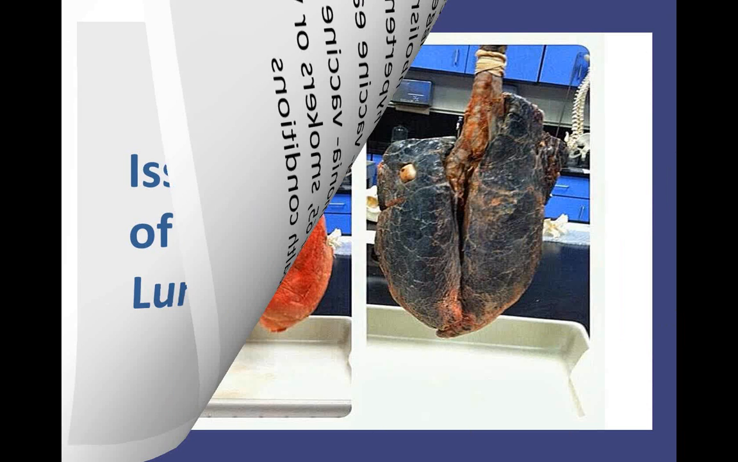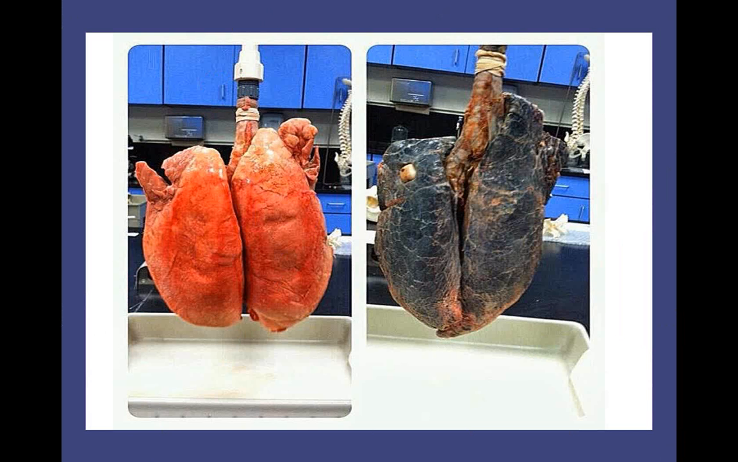Okay, next. Very little commentary is needed here. We will say that the healthy lungs are on the left-hand side, and lungs that were subjected to smoking are on the right.